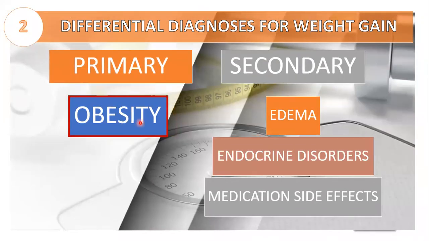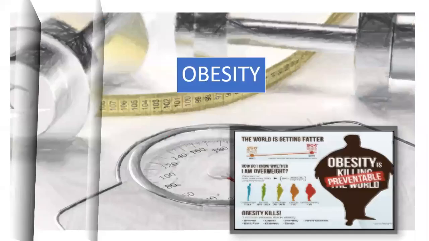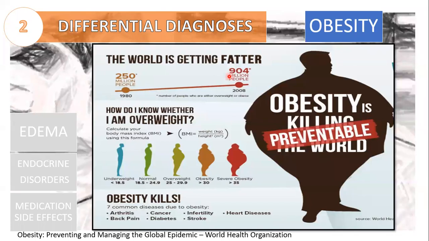Obesity falls under the primary weight gain, which is fat accumulation due to imbalance between the caloric intake and energy expenditure. On the other hand, endocrine disorders and medication side effects fall under the secondary weight gain. Let's go first to obesity.